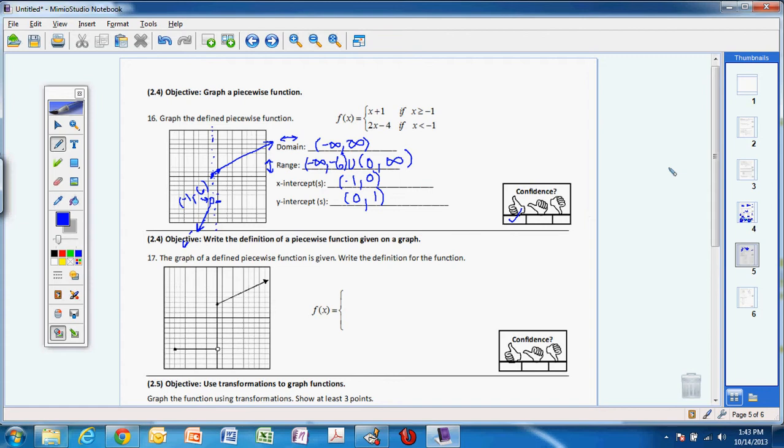For number 17, we want to be able to actually write our own function based on a graph. In this case, we want to write a definition for this function. The first thing I'm going to look at is this line right here. If I was going to write the equation of that line, I'd go down 1, 2, 3, 4, 5, 6. I'd go down 6, and then I'm just going left and right from that. So in this case, that's a horizontal line.